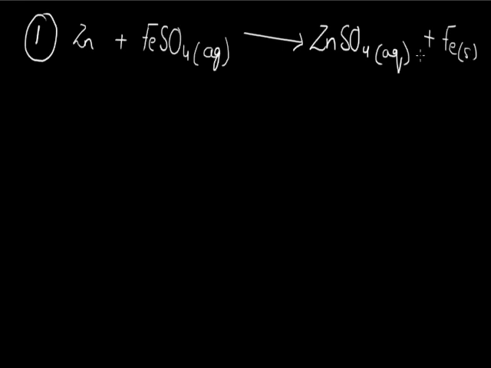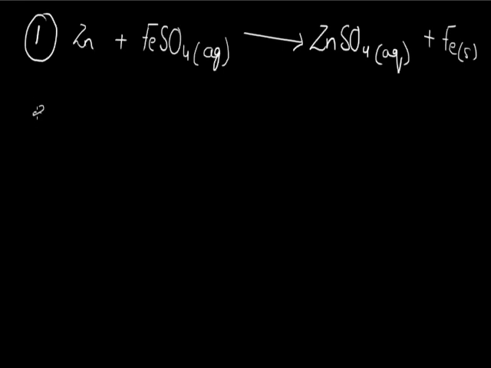Now what we have seen in this reaction is that one metal is displacing the other metal. You can see the metal which is displacing the other metal is higher in the reactivity series. Zinc is above iron, and thus it will displace iron and form the salt solution.